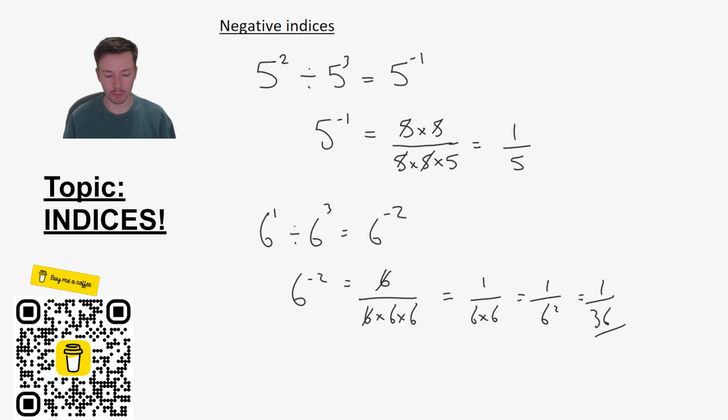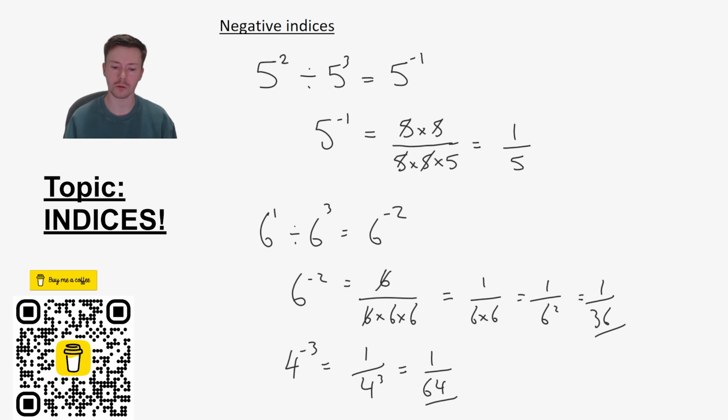So let me give us another example. If we had something like 4 to the negative 3, well, that would be 1 over 4 cubed. And, well, 1 cubed is 1. 4 cubed, well, 4 times 4 is 16. And times that by 4 again, we get 64.